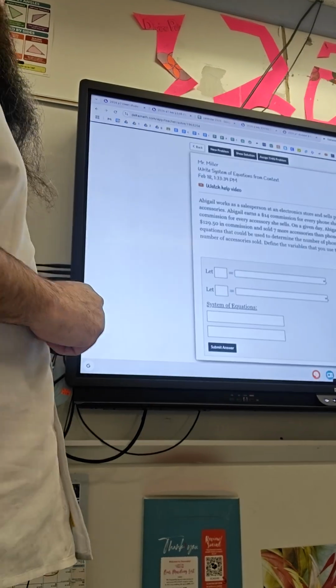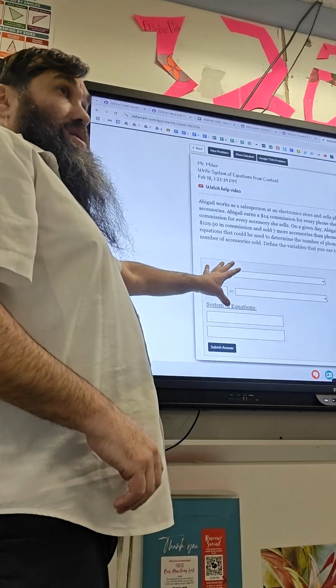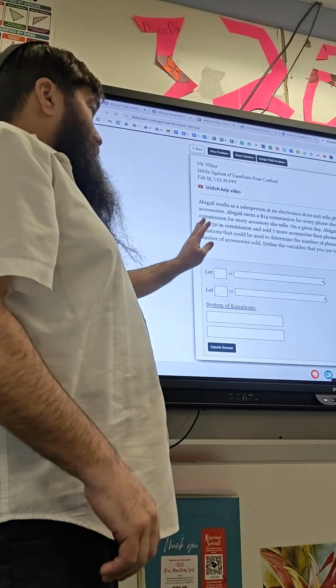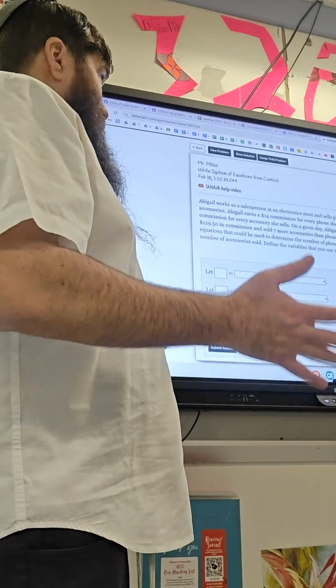All right, so what it's asking, it wants us to define the variables. All you have to do is define the variables and write an equation. You don't have to solve it.